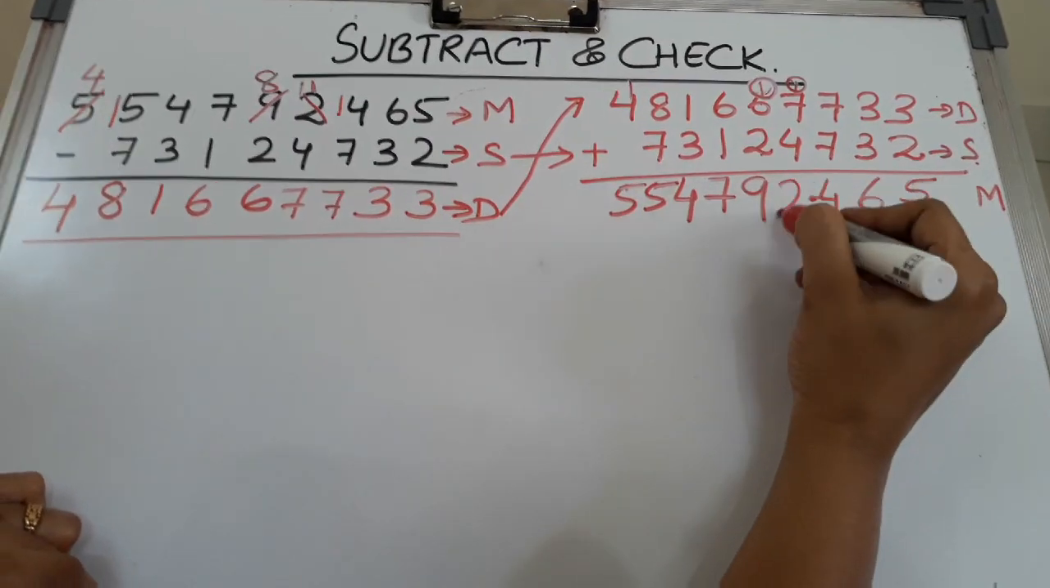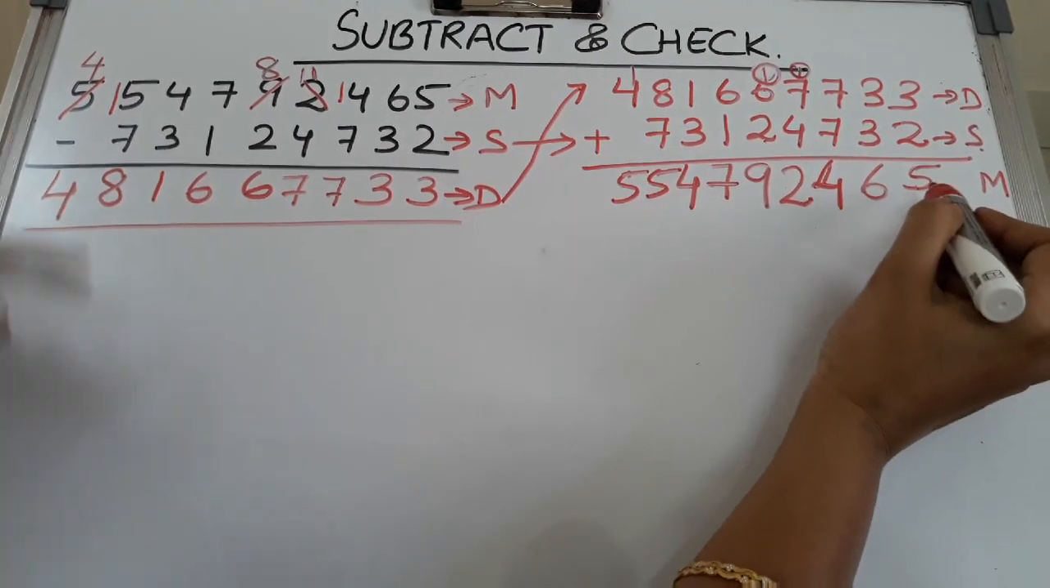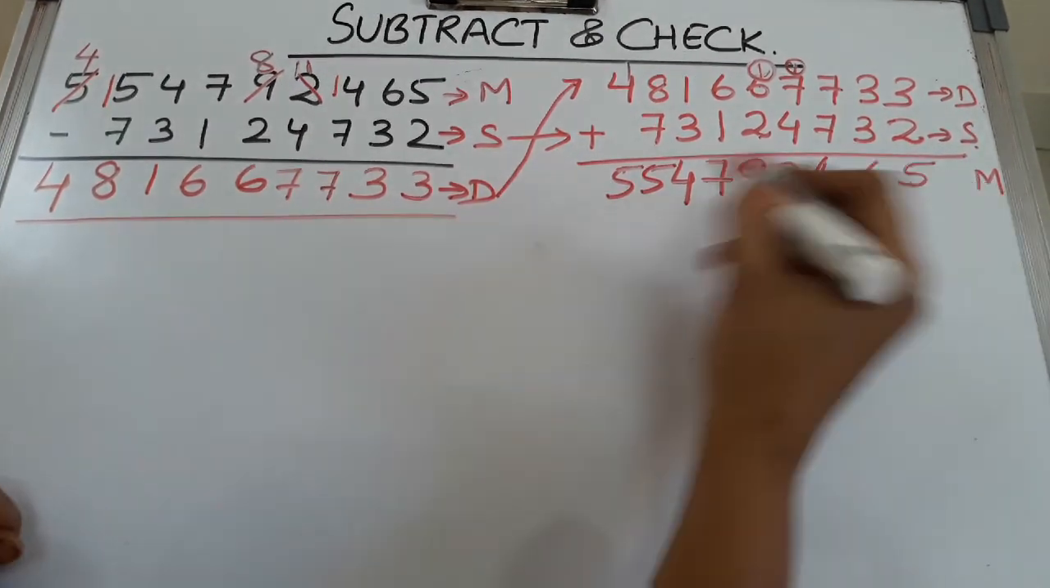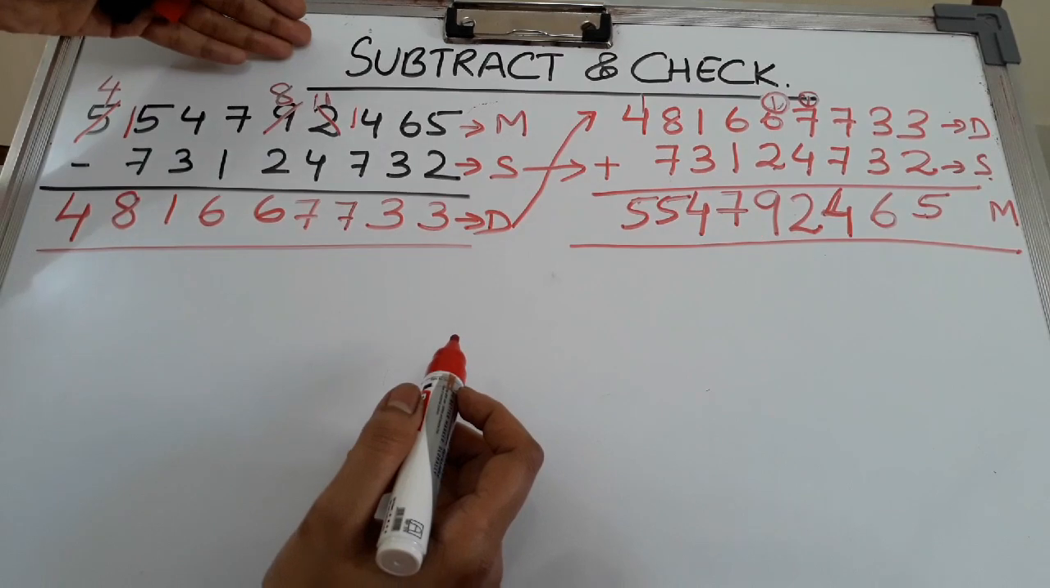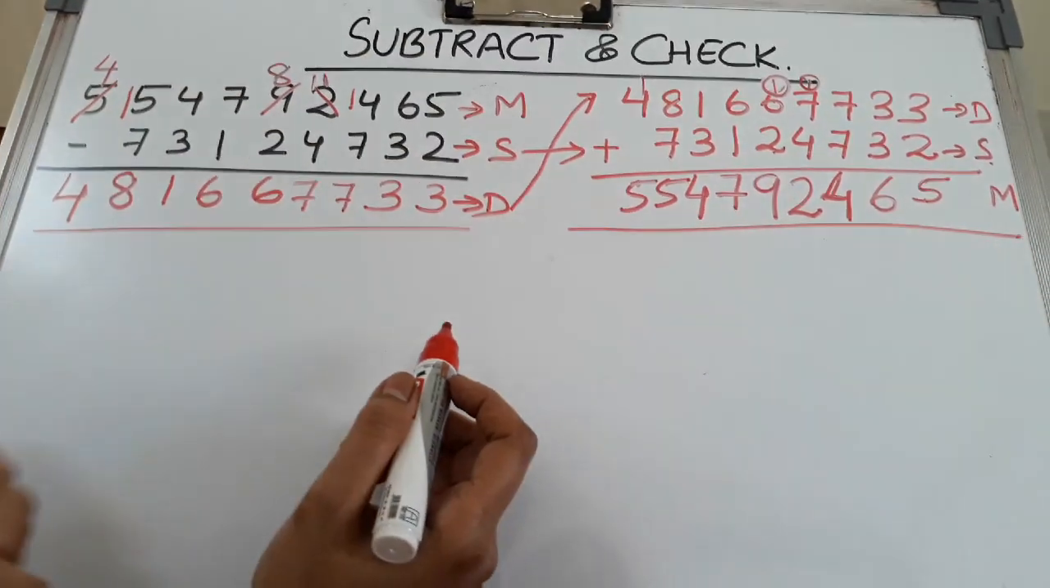Okay, so we can see here that our minuend is tallied. So this is the answer we are getting. This is the way we have to do subtraction and check questions.